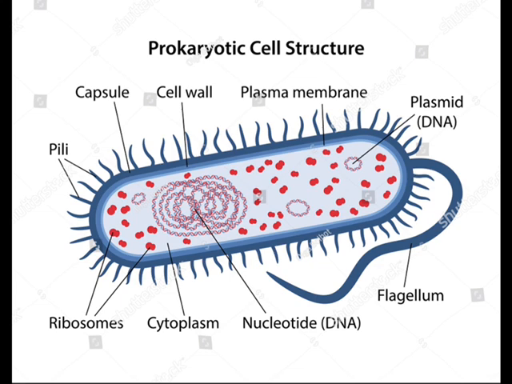Now, the plasma membrane is also called the cell membrane or plasmalemma. Its function is that it allows the cell to exchange material with the environment because it is permeable. And again, it serves the function of cell-to-cell recognition.